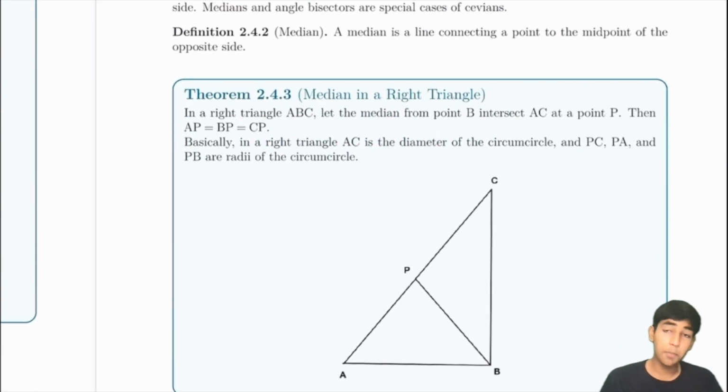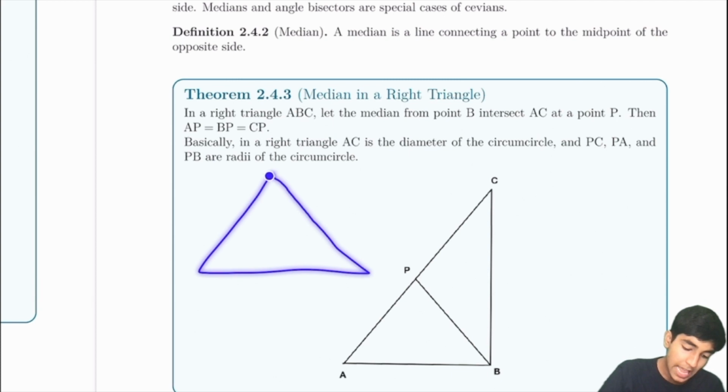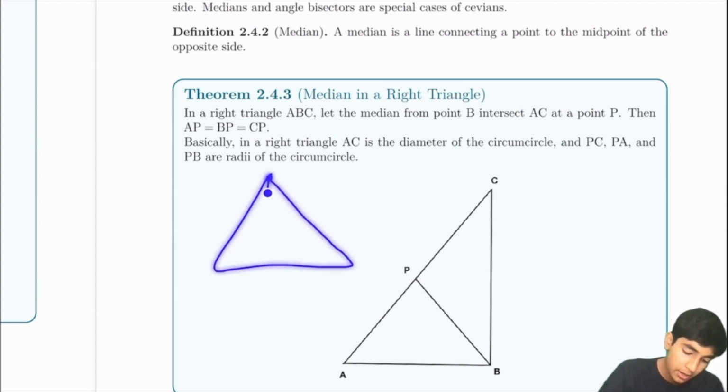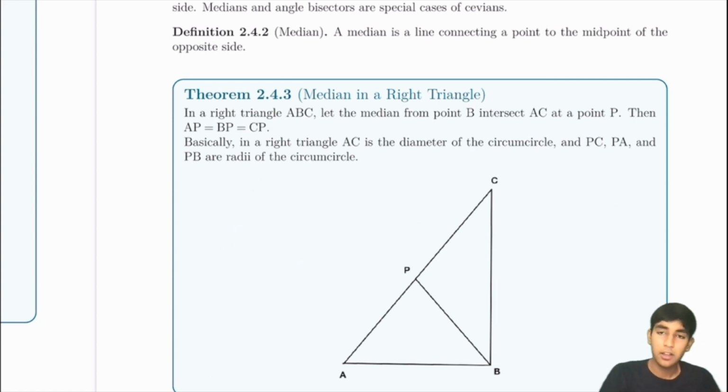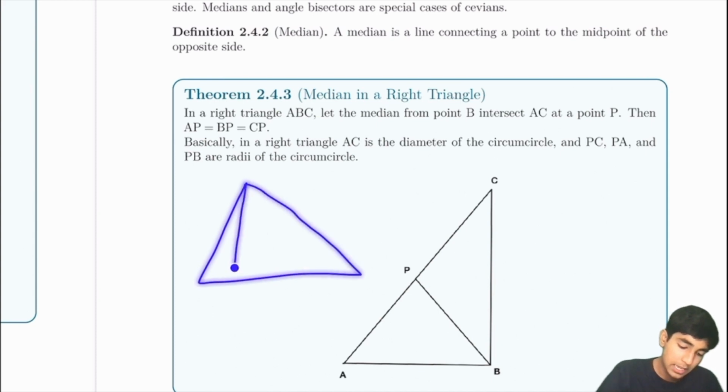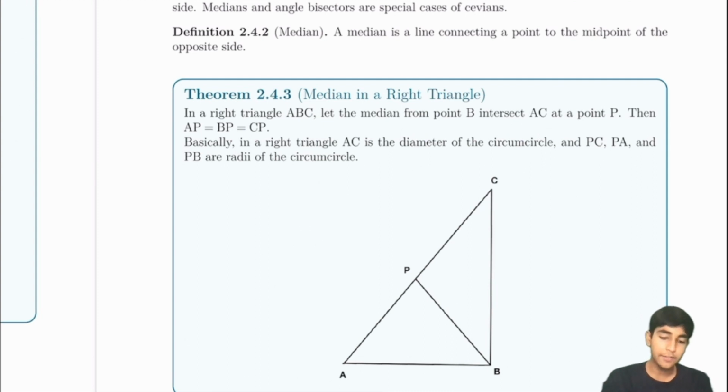Okay, now we're going to explore medians. So what is a cevian, first of all? A cevian, if you have a triangle, you take a point and you draw a line to any point on the opposite side. This is called a cevian. Now, a cevian can be anything. If you have a triangle, it could be here, it could be here, it could be here. But there's a very special type of cevian we like to call a median.